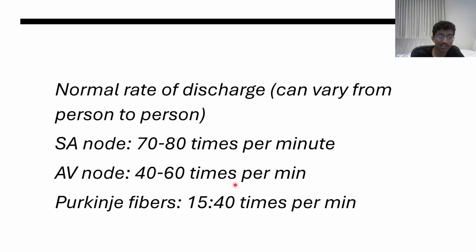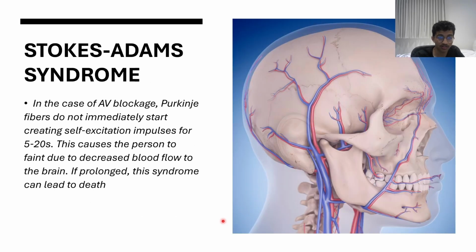the ventricular contractions, and as you see, the SA node has a much higher rate than the Purkinje fibers. So the atrial and ventricular contractions will not be synchronized. The atria will contract many more times than the ventricles.